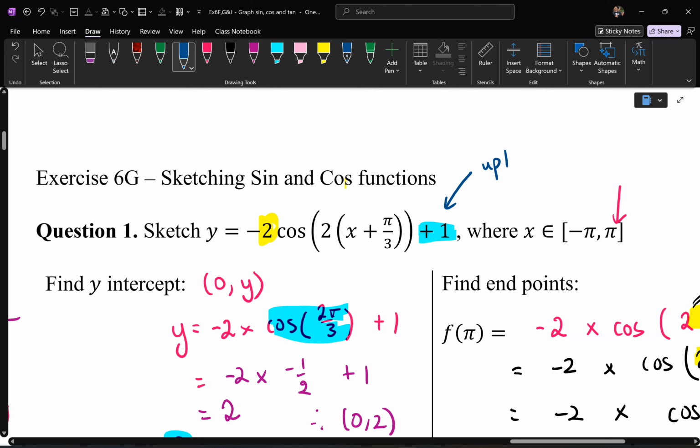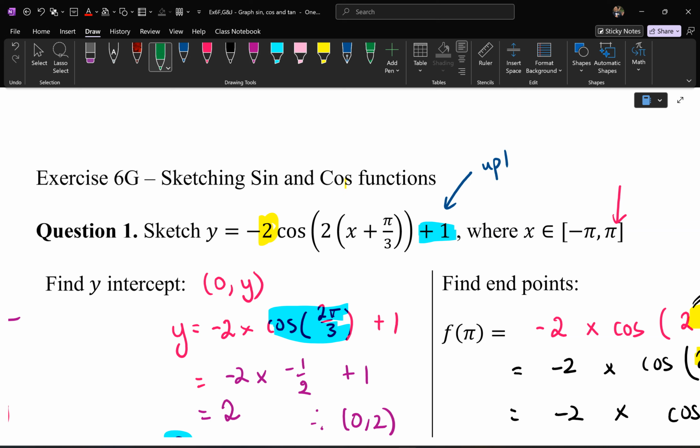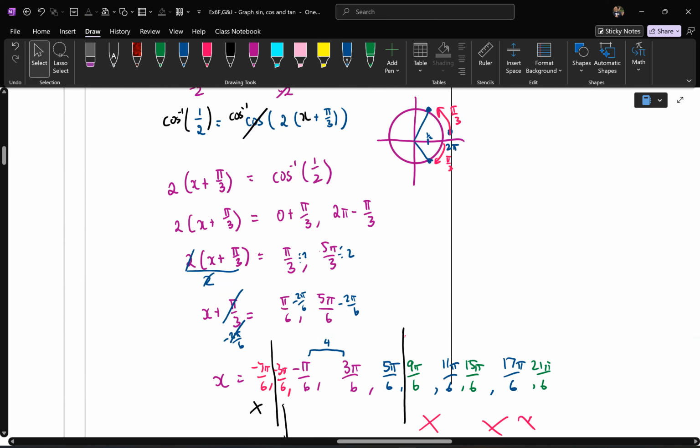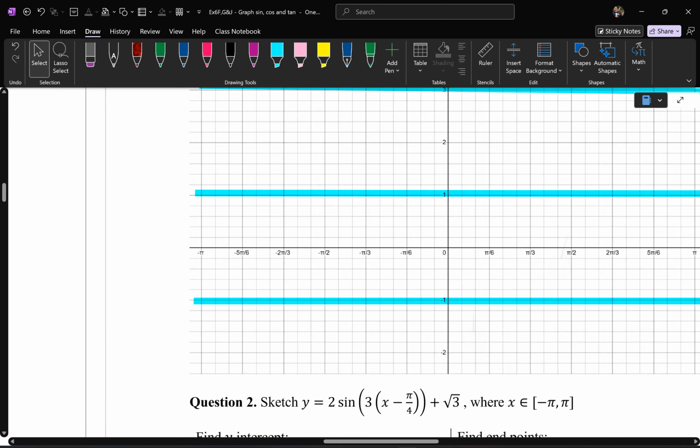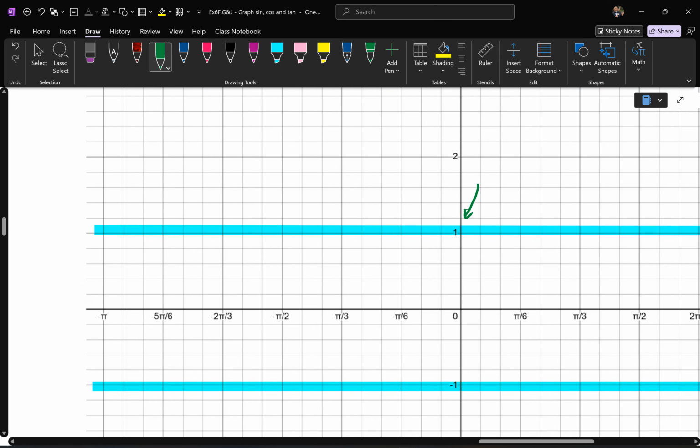Does this move left or right? How do we know? Where's the graph go? Left or right? Left, right here. That's from your transformation. That tells me left by pi on 3. So I can say left pi on 3, okay? And the rest doesn't matter. So from here, starting point, going up by 1, which we already knew.